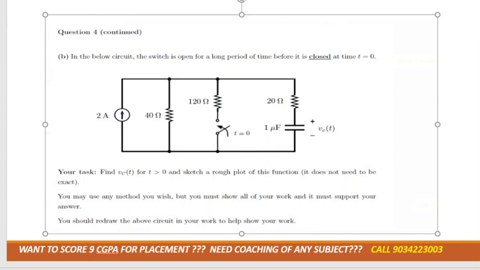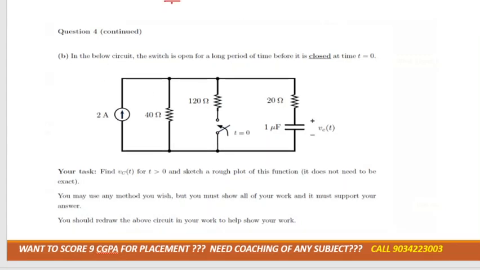Now see in this question, this is the transient based question, and in transient we are having which circuit? It's R and C. So RC is the first order, right? So in this they said in the below circuit the switch is open for a long time before it is closed at time t equal to 0. Means at time t equal to 0 the switch is closed, before that it was open, right?